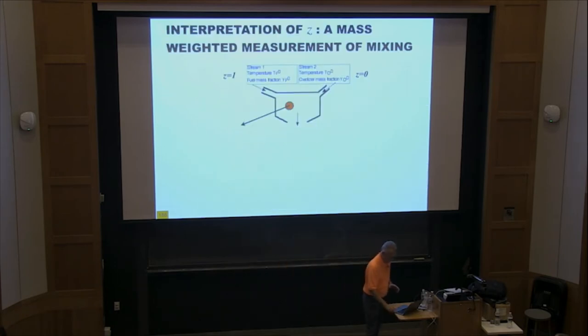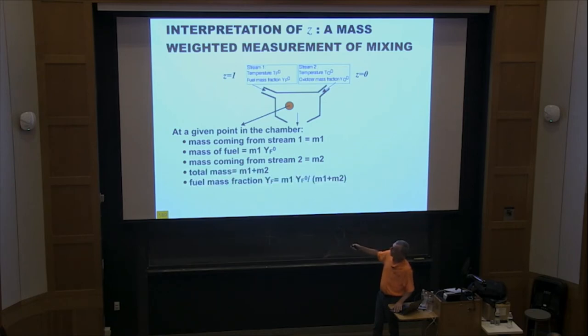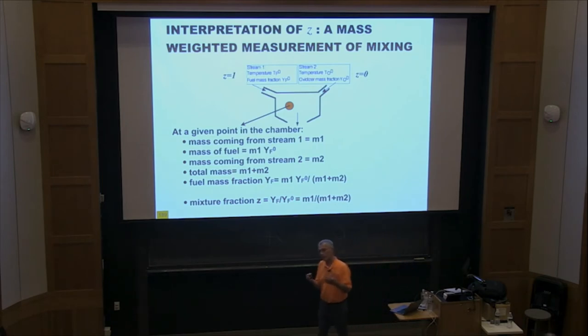Which means that, by the way, you can have a simple interpretation of Z. If you sit in this combustion chamber without combustion at one point, and you have two inlets, you know that the mass which is here comes either from here or here. There's no other inlet, okay? So if you say that at this point in the chamber, the mass coming from stream one is M1, the mass coming from stream one as a fuel is M1 multiplied by YF0, this is the definition of the mass fraction, you know that there's a mass coming from stream two, which is M2, so that the total mass here is M1 plus M2, and the fuel mass fraction is nothing else than the mass of fuel divided by the total mass. You see that Z at this point, YF divided by YF0, will be M1 divided by M1 plus M2, which is probably what you would expect from a mixture fraction.